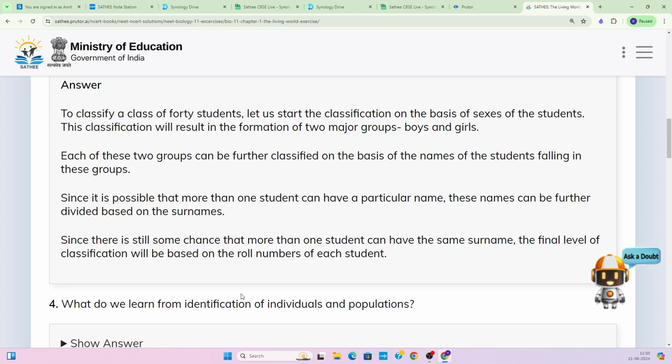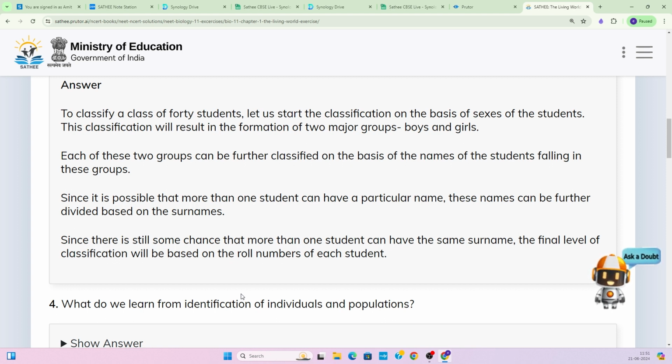Two Amit Sharmas are there. That could be possible. So Amit Sharma 1, Amit Sharma 2. Like this, we can classify. Okay. So the final level of classification will be based on their roll numbers. We can give their roll numbers: Amit Sharma 14, Amit Sharma 15. Like this, their roll numbers are 14 and 15. So in this way, we can classify.